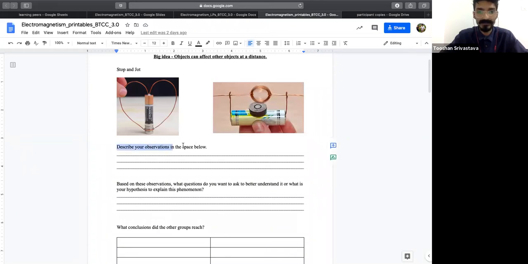What you have to do is describe your observations in the space below. Now, the word to notice here is observations. Do not write inferences. Do not write things that explain why it is happening, but just basic observations: what you saw, what you heard, what was happening. And I'm going to share some guiding questions in the chat for you to use as prompts and fill up the space.